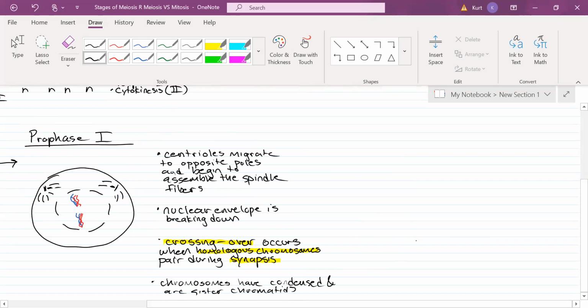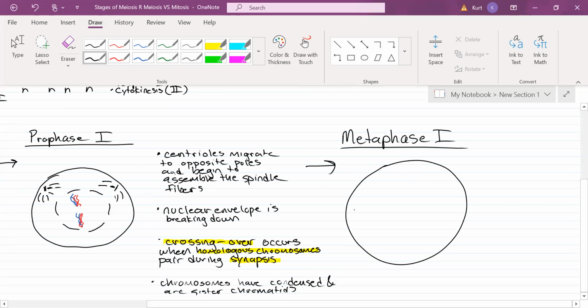Okay. Let's move on to metaphase 1. Here's our cell. Here's one pair of centrioles. Here's another pair of centrioles. And I want you to really pay attention to this. Watch this.